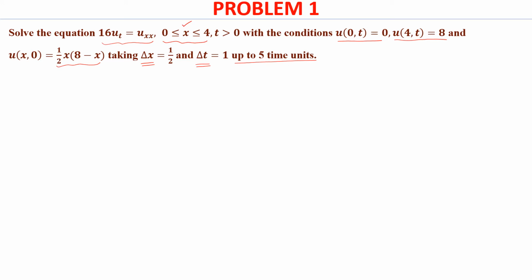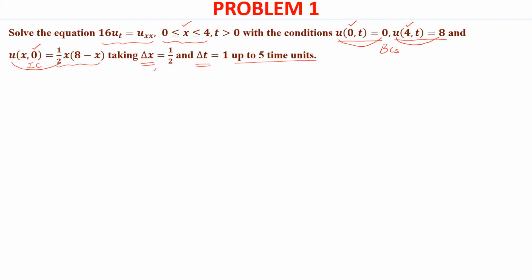Now these two conditions, how do we read this? The temperature, which is u, is 0 at x equal to 0, meaning it's a boundary condition. The temperature u is equal to 8 at x equal to 4, that is another boundary condition. So these two are boundary conditions. Then here you're given temperature to be some function of x at t equal to 0. t equal to 0 meaning initial, so you are given this initial condition. So as required, we are given two boundary and one initial conditions.